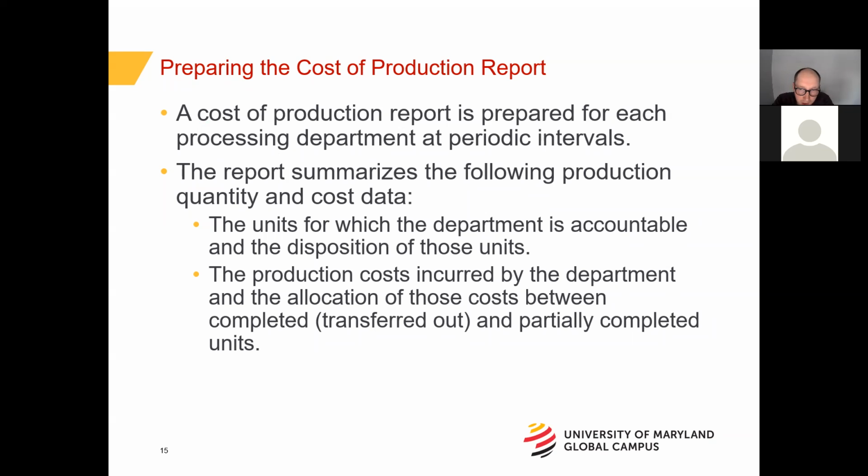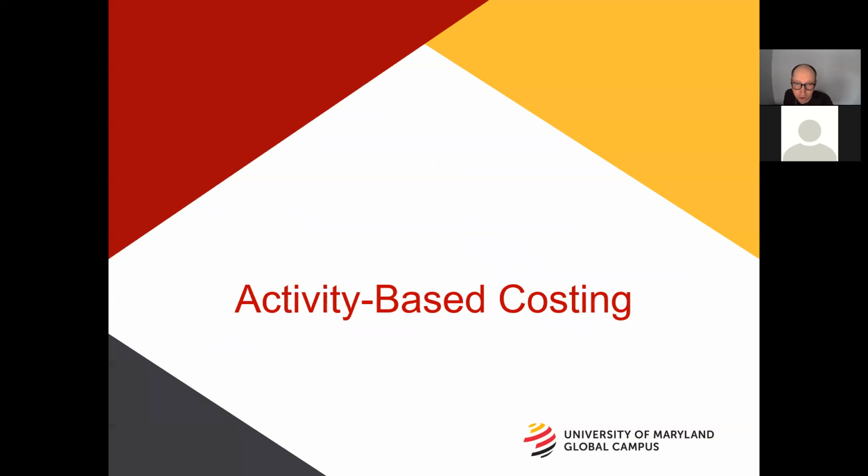The units for which the department is accountable are noted on that report, and the production costs for each department, of course, get allocated, and they get transferred out in partially completed units. When you hear the word transferred out, it means it's moving from one work in process department to another. We're transferring it. We're moving it. Again, it's important to think of the physical flow. So that is the completion of process-based costing.